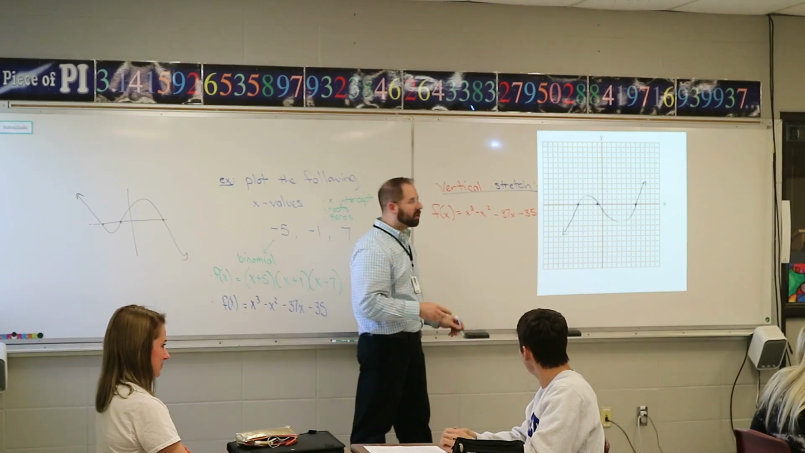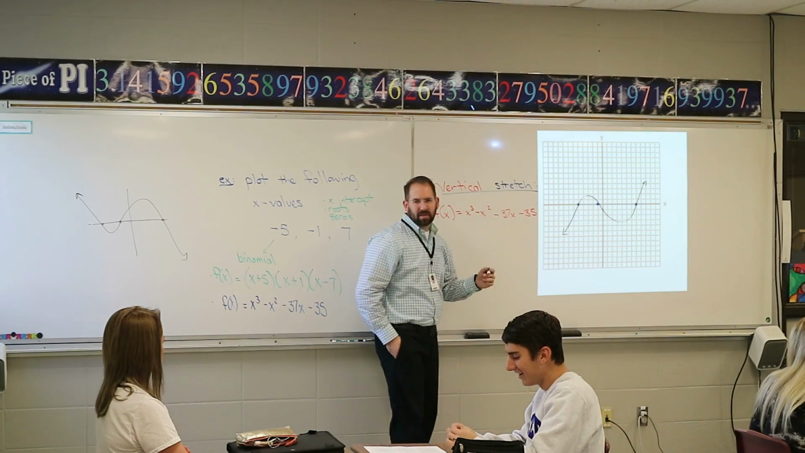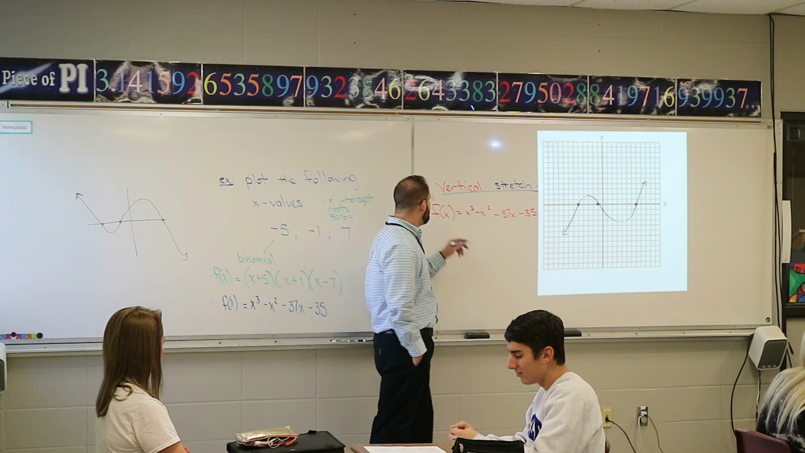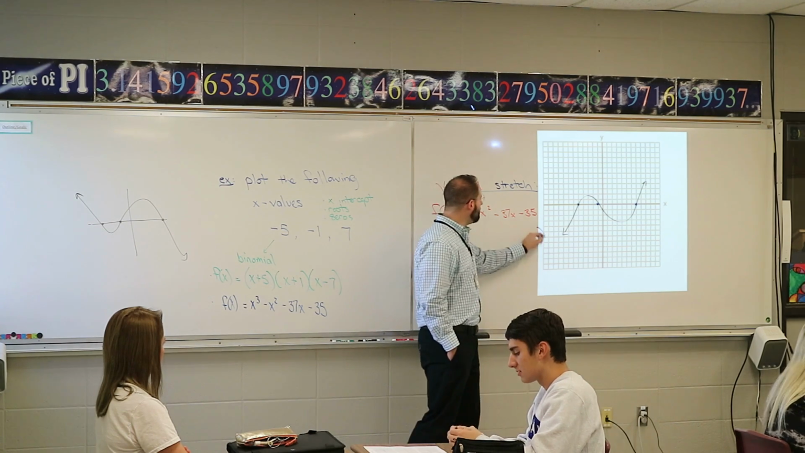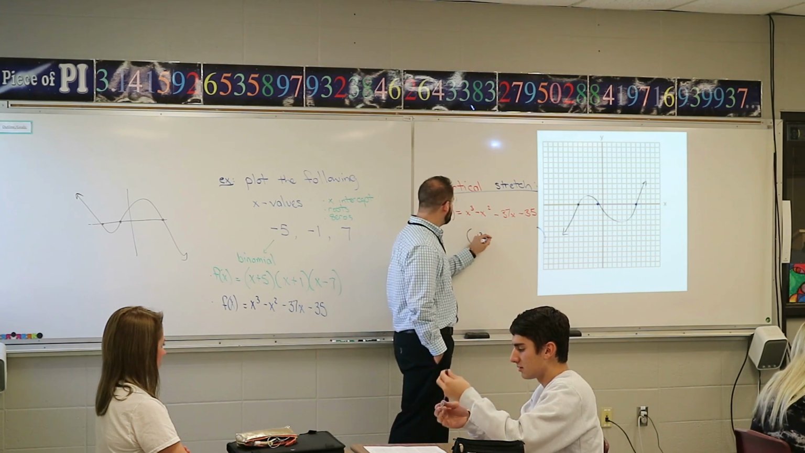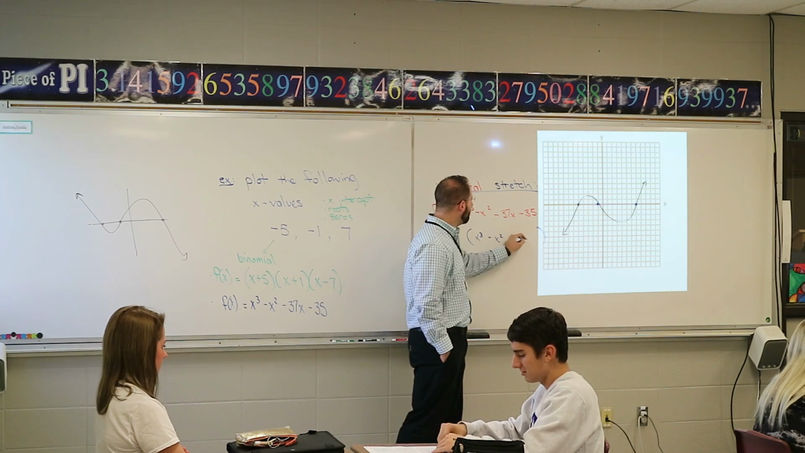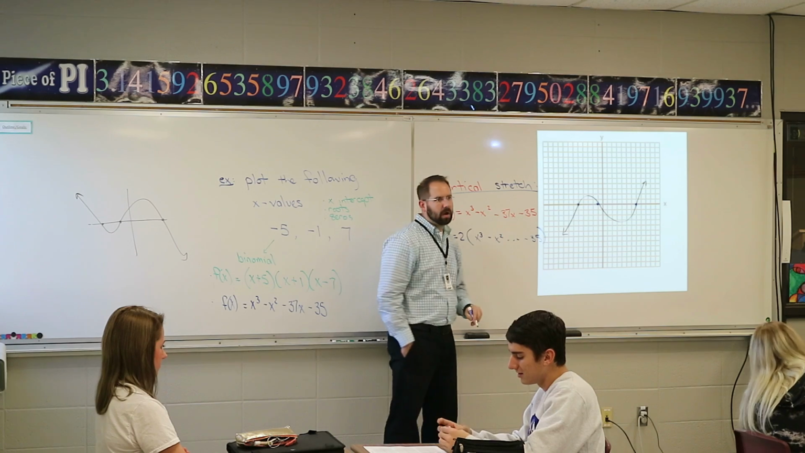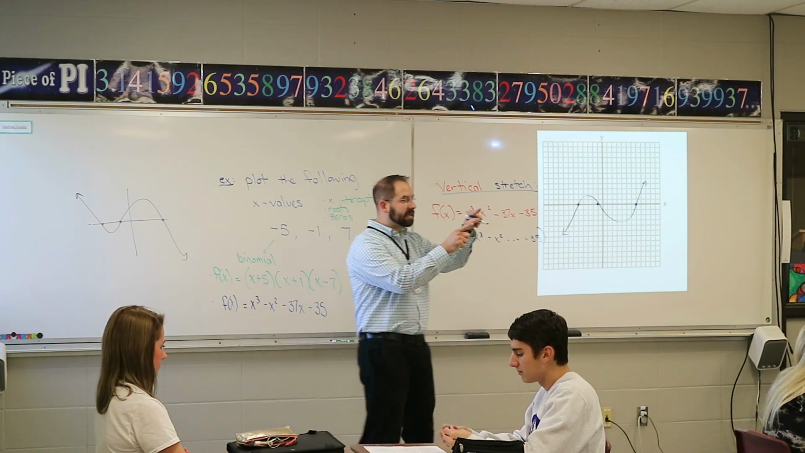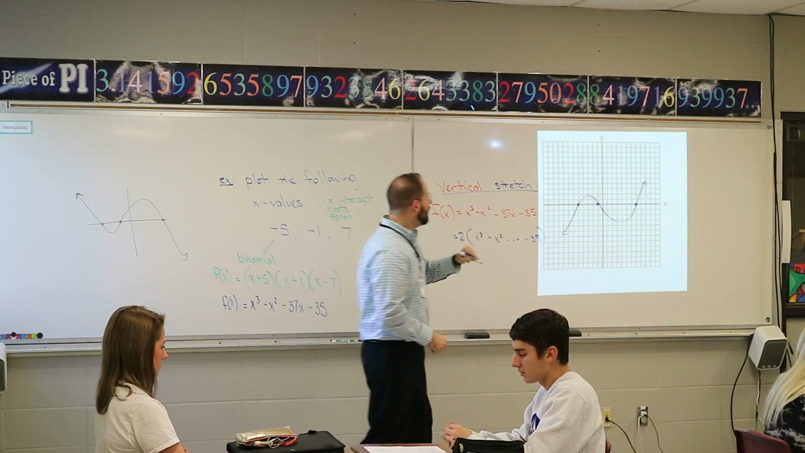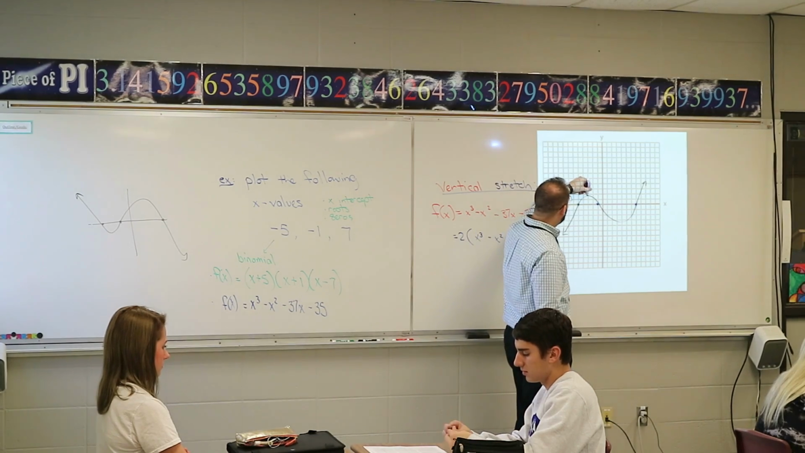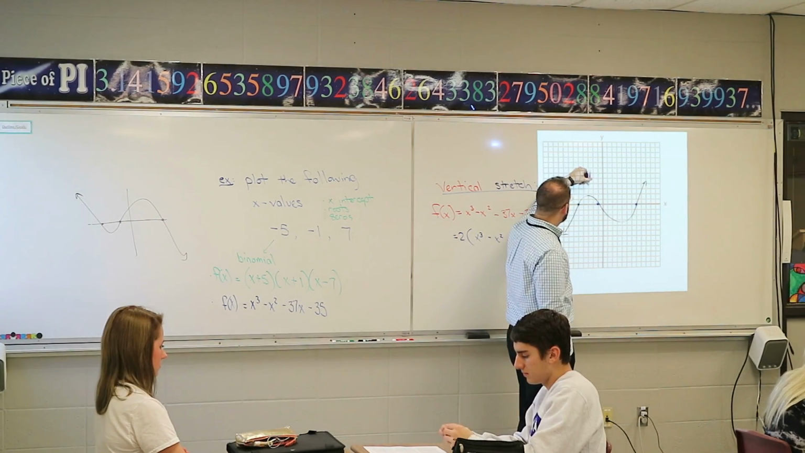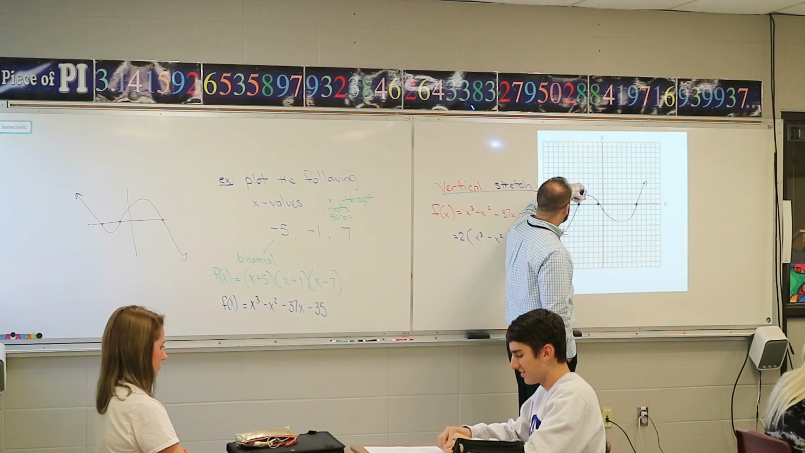I want to make it twice as tall. All you have to do, and we talked about this yesterday, is multiply by a number. If I were to take this whole thing, x cubed minus x squared, and so on, minus 35, and I were to multiply it by 2 out front, it simply takes the whole graph and stretches it vertically. So every dot, this dot will be twice as tall. This dot will stay where it's at. That dot stays where it's at.